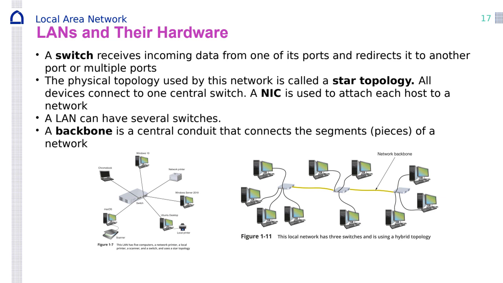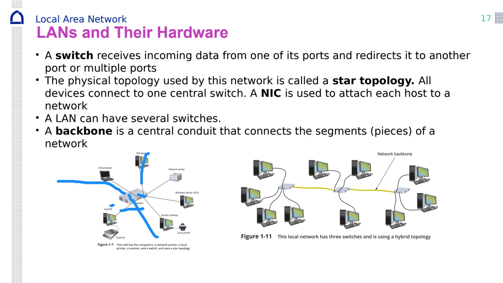What devices do we have in the LAN? We have switch. Switch will receive data from one of its ports and redirect it to the desired port. What is the physical topology used in the LAN? We have star topology. It's called the star because it looks like a star. You see here, you have the switch in the middle, and everyone is connected to it. So it looks like a star.